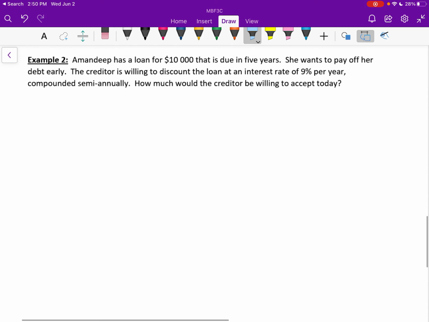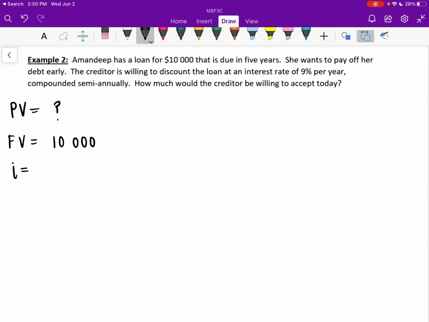So we'll do an example here. Amandeep has a loan for $10,000 that she borrowed from someone. She wants to pay off her debt early. The creditor is willing to discount the loan at an interest of 9% per year, compounded semi-annually. How much would the creditor be willing to accept today? So let's go in. We're going to be looking for the present value. The present value, we don't know what that is. We know that the future value, or how much she owes eventually, is going to be $10,000.